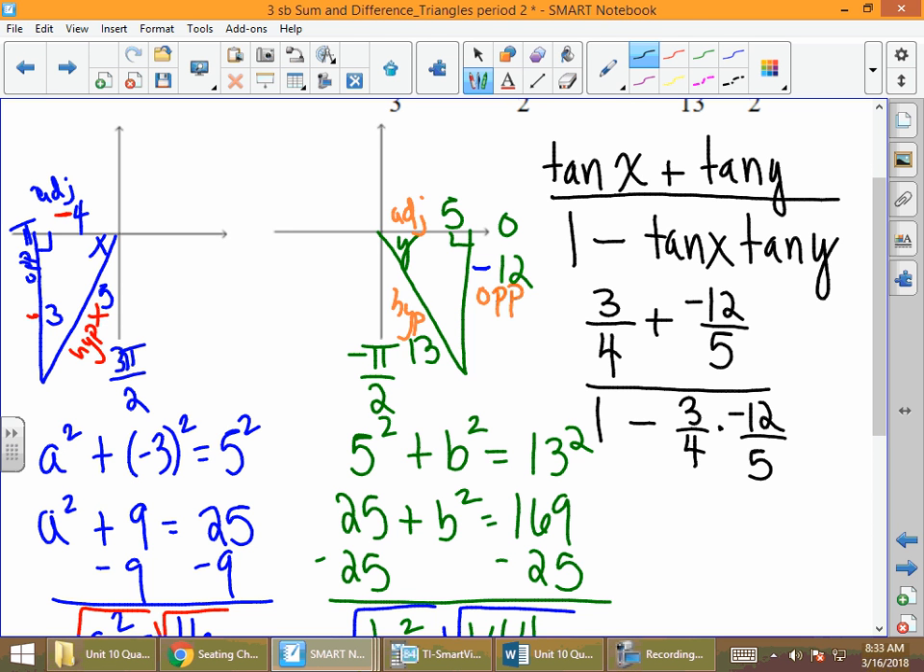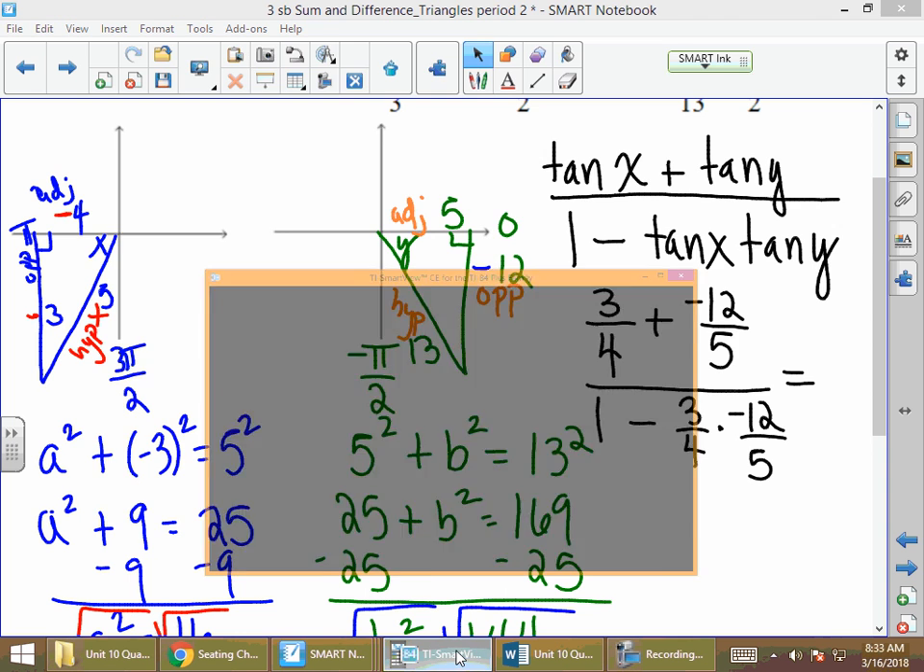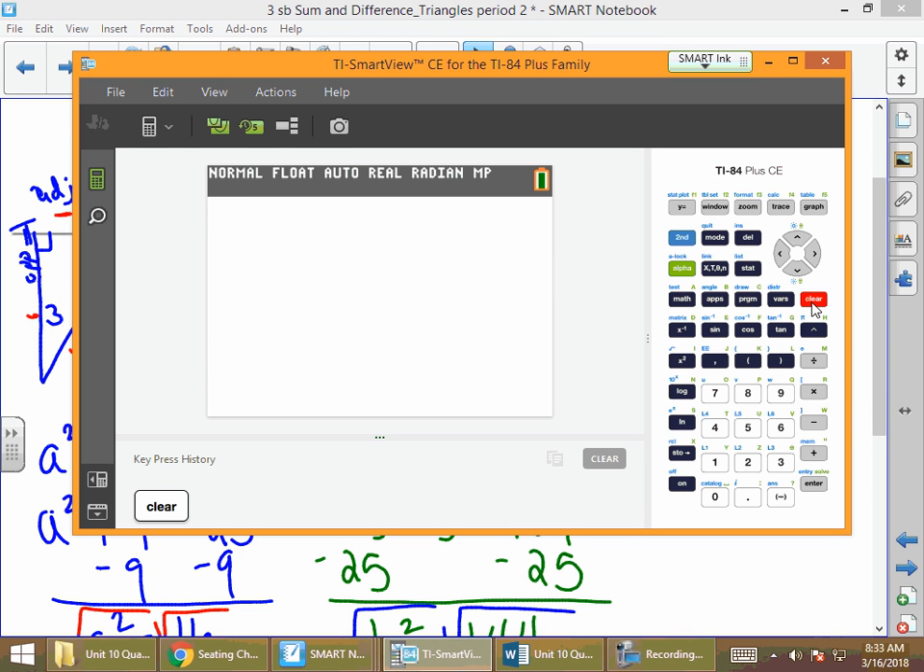If you have a fraction button, you can type that whole thing in here. Unfortunately, not everybody in this room has a fraction button, so I'm going to kind of sort of do it without. I'm going to simplify the numerator, the top of the fraction, simplify the denominator, and then I'm going to divide. For those of you who don't have a fraction button, when we type this in, it's going to be 3 divided by 4. Again, use a fraction button if you have it. 3 divided by 4 plus negative 12 divided by 5.